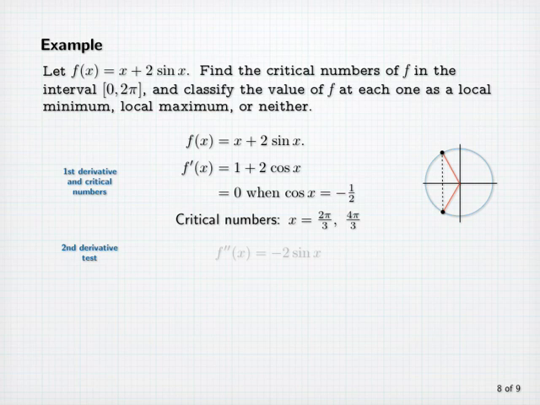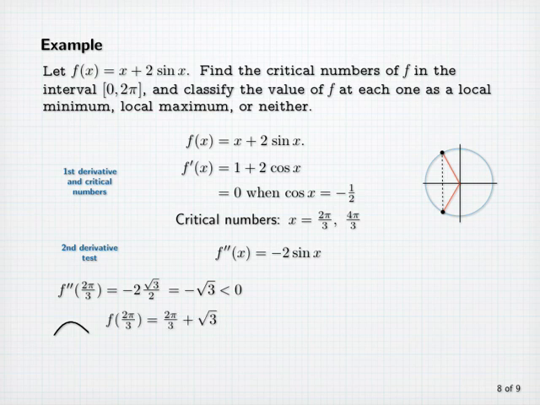We take the derivative of f prime of x to obtain f double prime of x equal to minus 2 times sine x. Now let's evaluate f double prime at each of the critical points. F double prime at 2/3 pi is equal to minus 2 times the sine of 2/3 pi, which is root 3 over 2. So f double prime of 2/3 pi is negative root 3, which is negative, and so we conclude that the value of f at 2/3 pi, which is 2/3 pi plus 2 times the sine of 2/3 pi, or root 3, is a local maximum value.